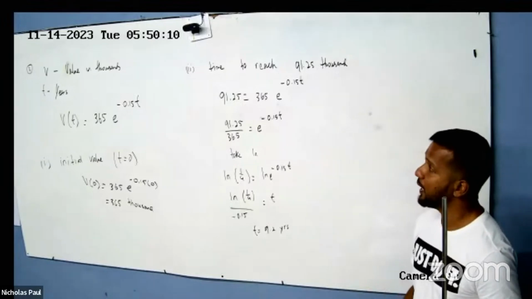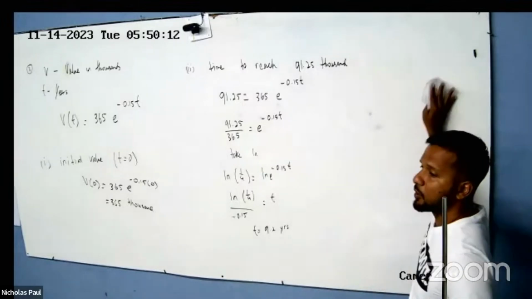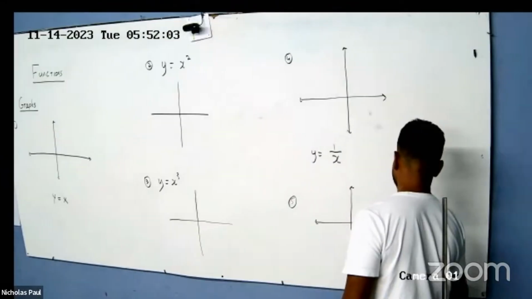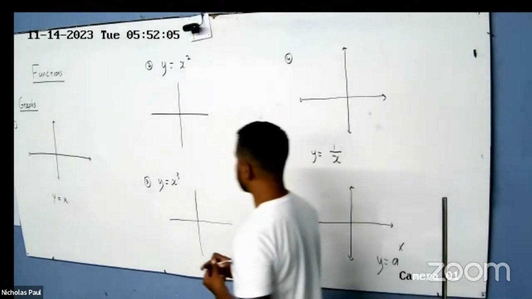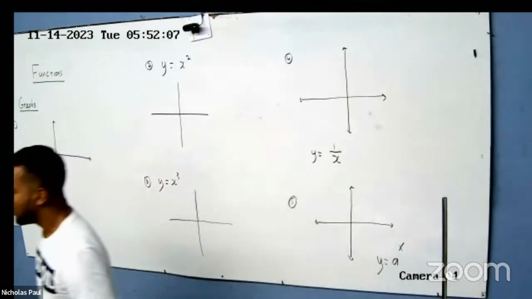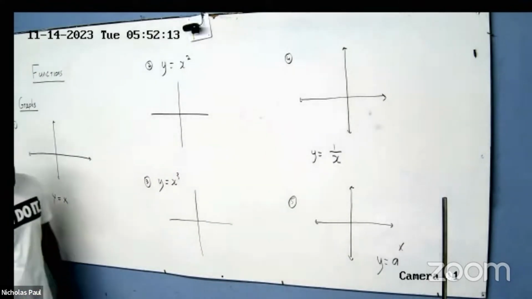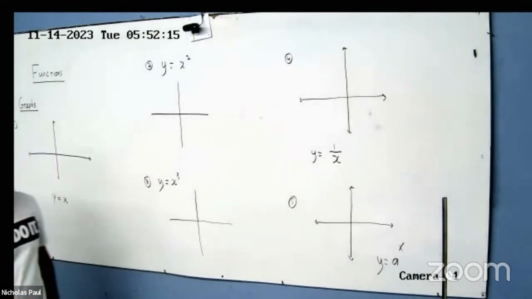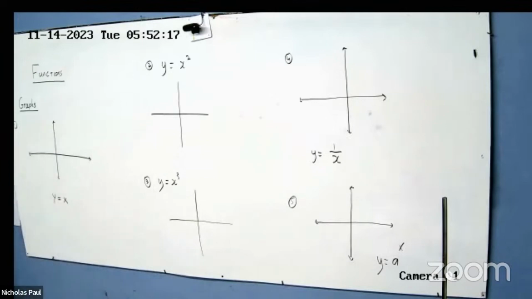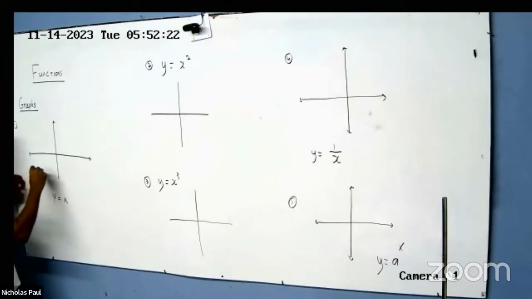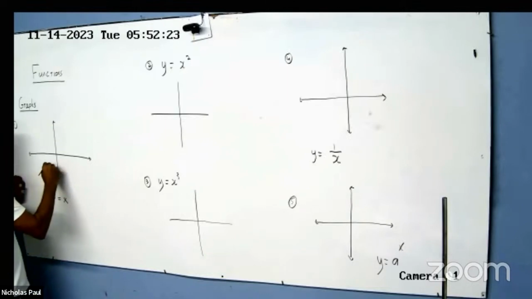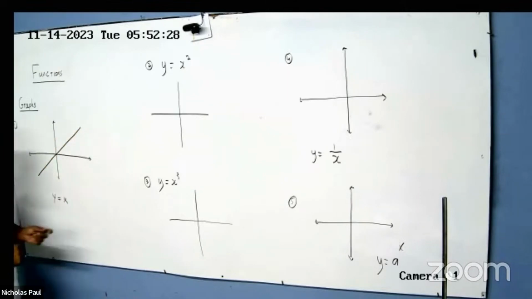Right, so I want you to draw functions from this function. These are some graphs that we should know, and all the other graphs that we're going to sketch come from these graphs here. So let's see if we can sketch them. Y equals X, how does that look? Straight line, right? Straight through the origin.